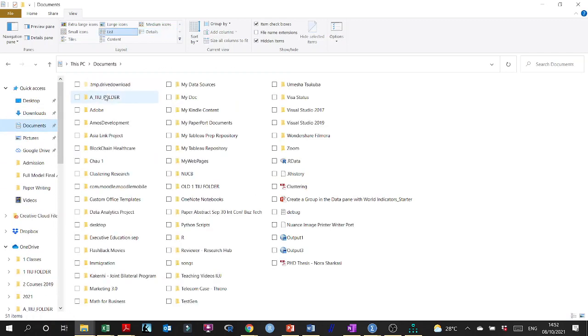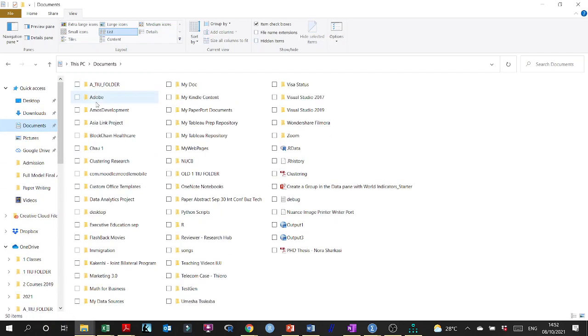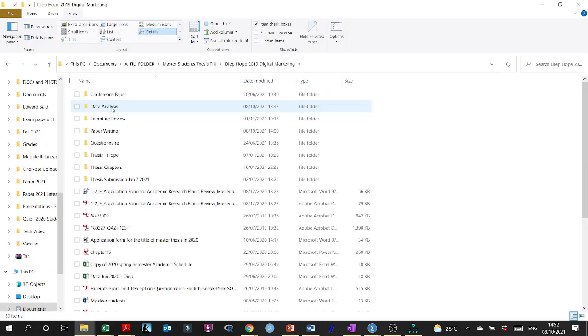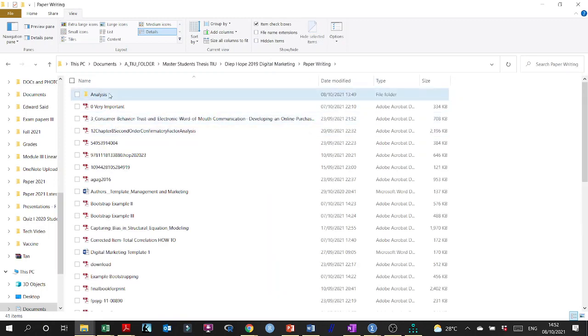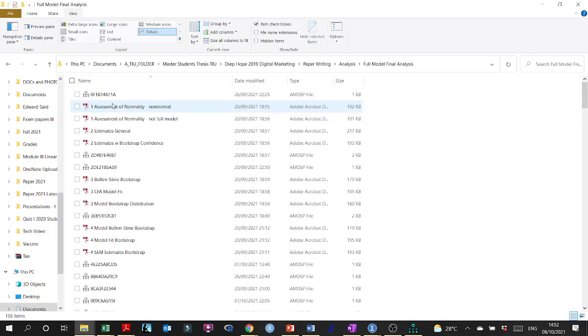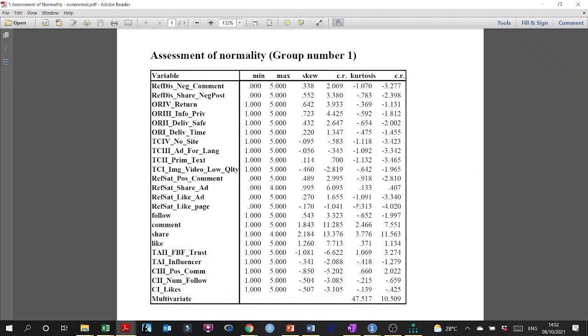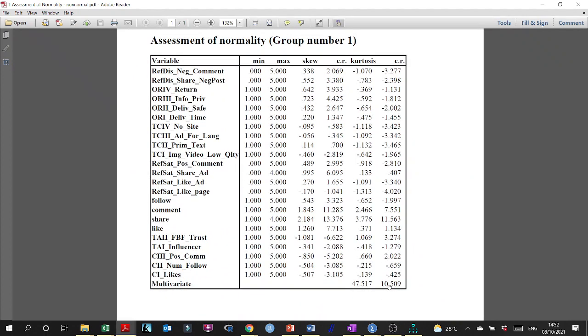I'm going to show you some of the output that I had prior to that. This is the assessment of normality, for example, before I cleaned the data. So look at these scary numbers over here. My critical value was almost up to 10. This is before I dropped some of the variables that we were talking about in the previous video, and before I cleaned some of the data points. Look at that. The critical value is 10.